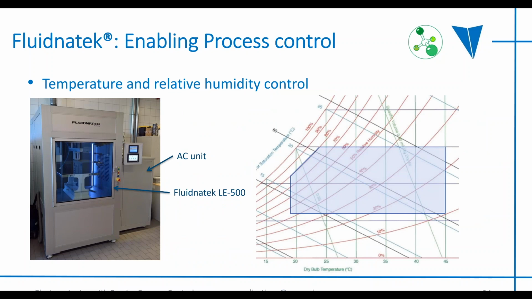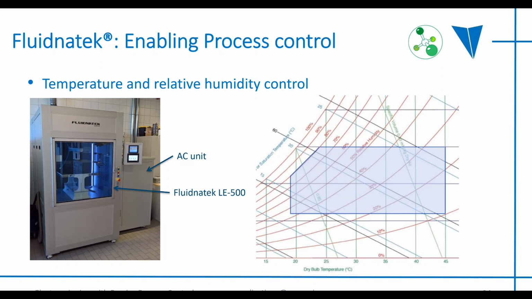So as I said, from the LE50 upwards, the equipment can be used with our climate control AC unit. So this controls the temperature and humidity inside the spinning chamber. And it does this by conditioning the air before it enters the chamber. So in the photograph, you can see the AC unit just to the right of the Fluidnatech LE500. And on the right-hand side, we see this section of chart showing the temperature humidity range, which is achievable using the AC unit in our electrospinning equipment.